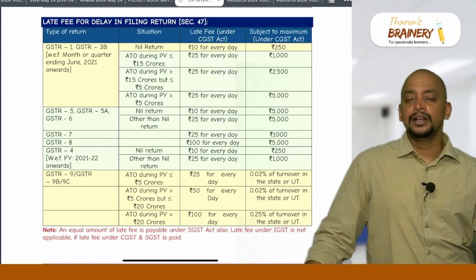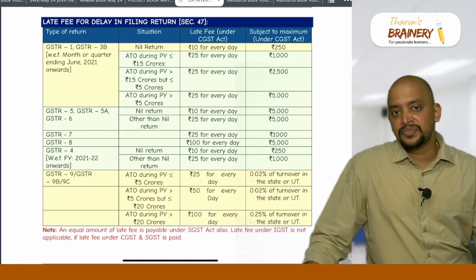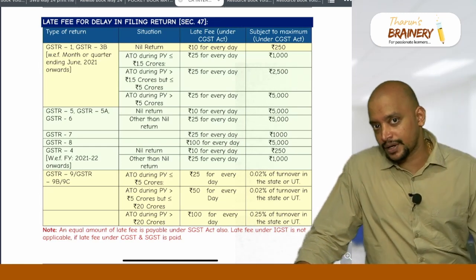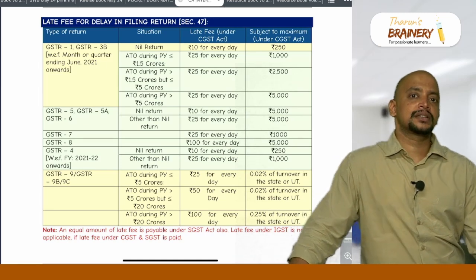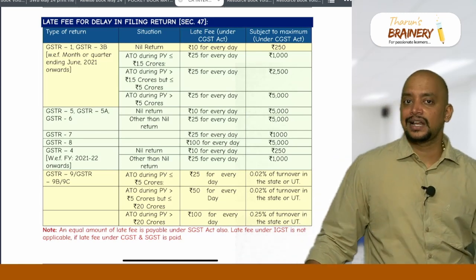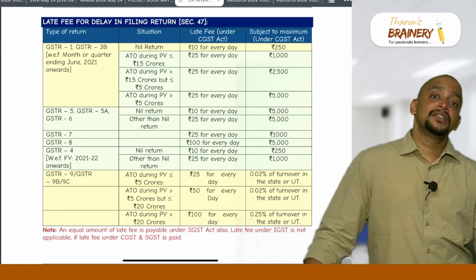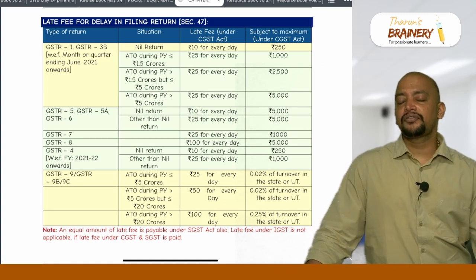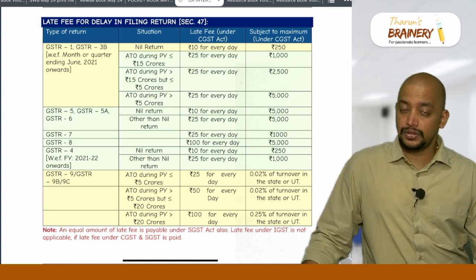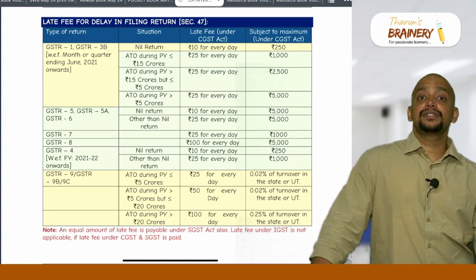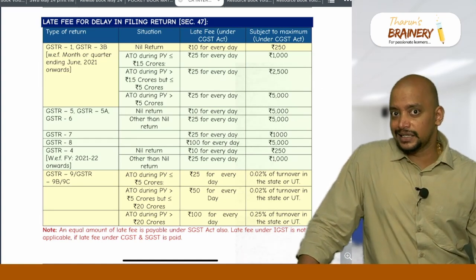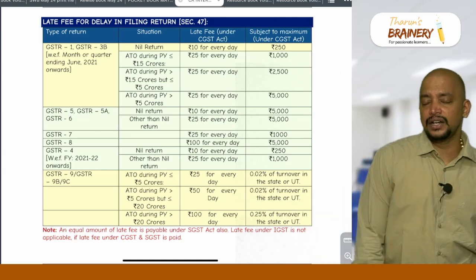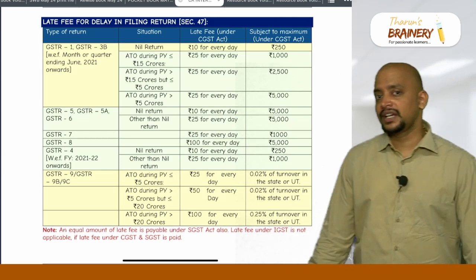For example, let's take 10 days. So 10 into 10, 100 or 250, whichever is lower, subject to maximum 250. So 100 rupees under CGST, 100 under SGST, like that it will be taken. Suppose the delay is 50 days, so 50 into 10, 500 or 250, whichever is lower. So maximum 250, whichever is lower, so 250 only will be taken. That same 250 under the SGST Act also. This is the nil return case of delay in filing returns. What is the late fee?